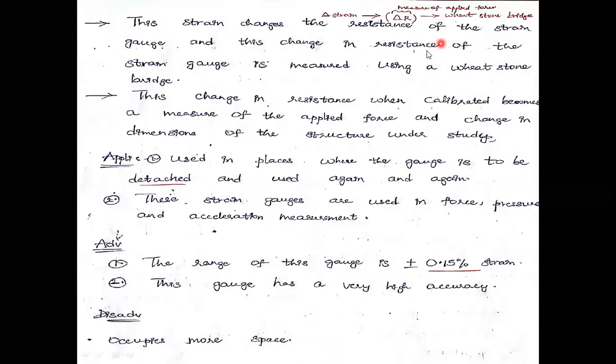The change in the strain leads to the change in the resistance. This change in the resistance we are going to measure by using this Wheatstone bridge. This measurement is going to be done with respect to the applied force. The strain changes the resistance of the strain gauge, and this change in resistance of the strain gauge is measured using the Wheatstone bridge. This change in resistance when calibrated becomes a measure of the applied force.